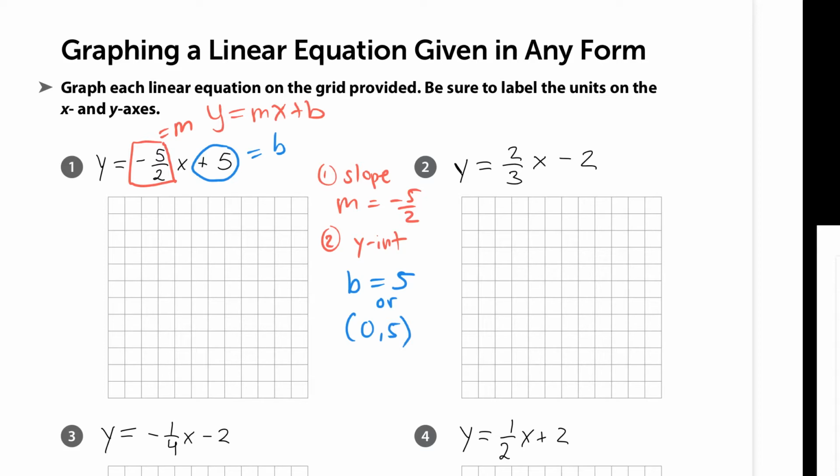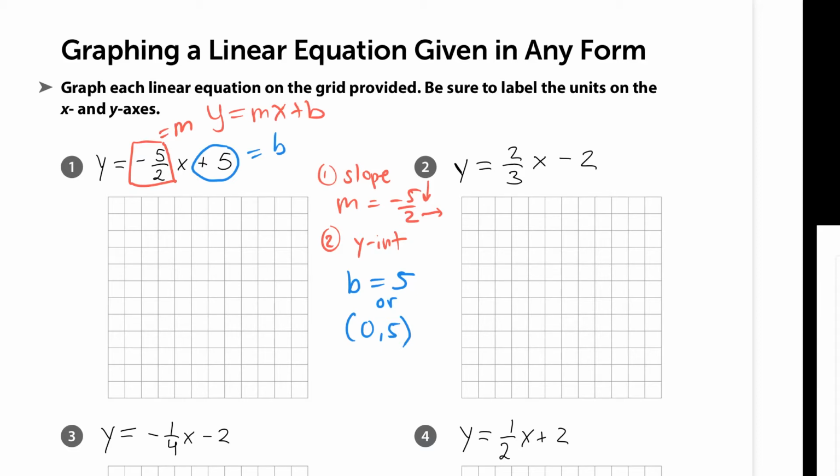Okay. Now I'm going to take it one step further. For my slope, I know that the numerator is a -5, so that means I'm going down. Down is negative. So up is positive, down is negative. Now the denominator is a +2, so that means I'm going towards the right. Right is positive, the left is negative. Now I have all the information that I need.